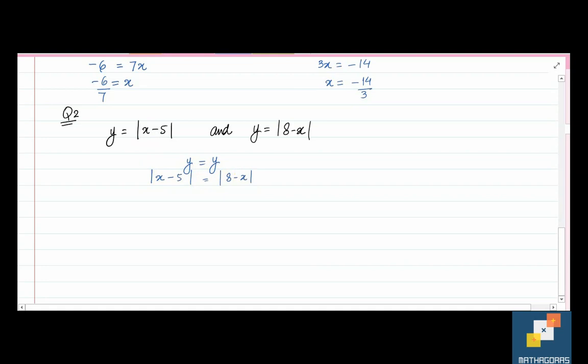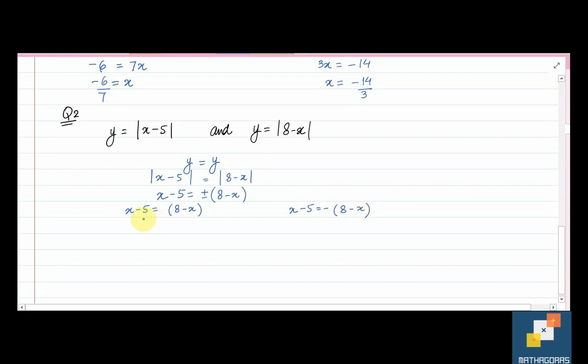And now we know how you solve such type of questions. So it will be x minus 5 is equals to plus minus 8 minus x. First step, when you eliminate the sign of modulus, you need to incorporate positive and negative signs. After that, we will solve the equation by considering the sign one by one. So at first I will consider the positive and later on I will consider the negative sign.